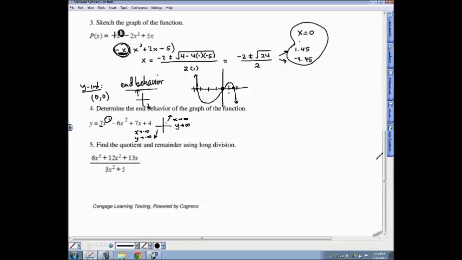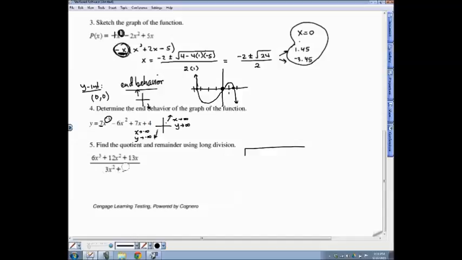Question 5, find the quotient and remainder using long division. This is from section 3.3. Okay. Now it says specifically to use long division, and even if we had the choice between long division and synthetic division, we'd have to use long division because of the divisor. It has an exponent of 2, any exponent greater than 1, and you've got to use long division.